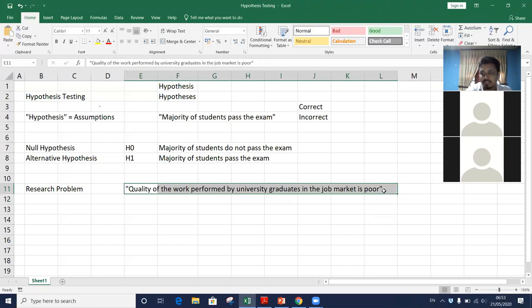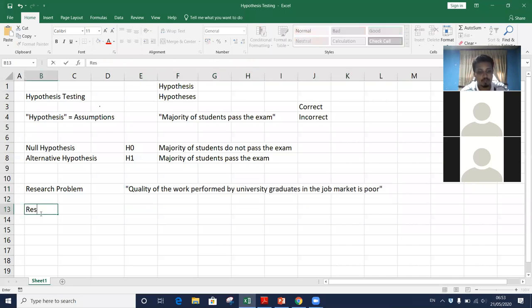On one side there is a demand for this, and on the other side they say quality work is not performed, right? So this is the research problem, so identifying this research problem is the most difficult thing. Based on this research problem, what the researcher can do is determine the research objective, right? First, to do a research there must be a researchable problem.